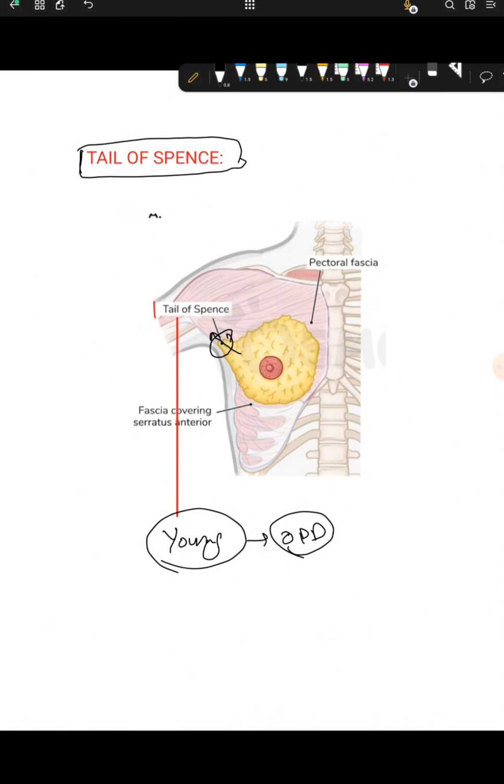This is not written in the Dogar, but you must know that whenever a young lady comes to the doctor and complains that she is feeling a lump in her axillary region, when we palpate or investigate, this is nothing, just the breast tissue that is growing towards the axillary region.